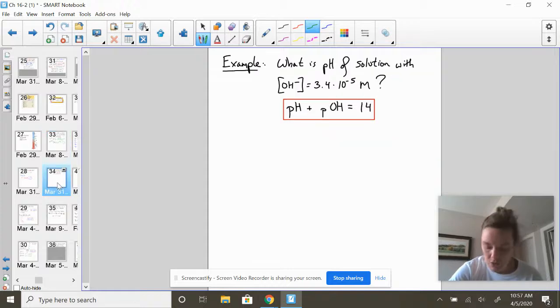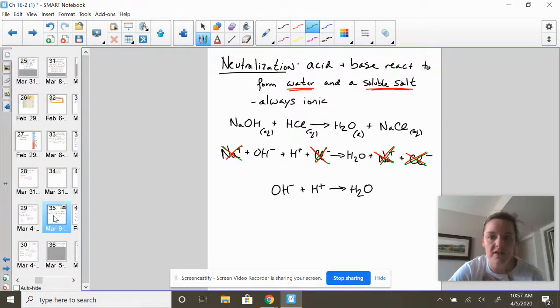All right, let's do one more example. Actually, you know what? I'm going to skip ahead just for the sake of time. So neutralization reactions, we know that an acid and base will react to form water and some soluble salt. These salts are always ionic.